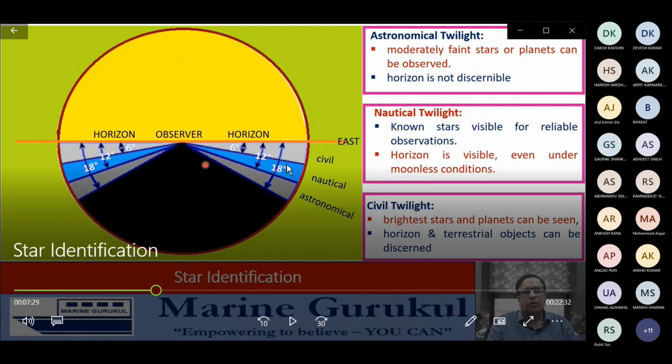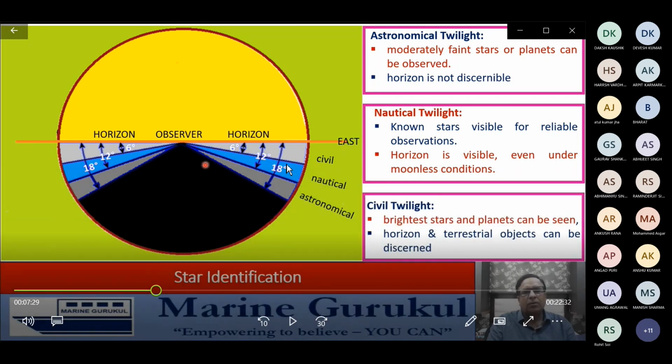So all three of them overlap for some period of time. Okay, sir. Okay. Okay, let's proceed ahead.